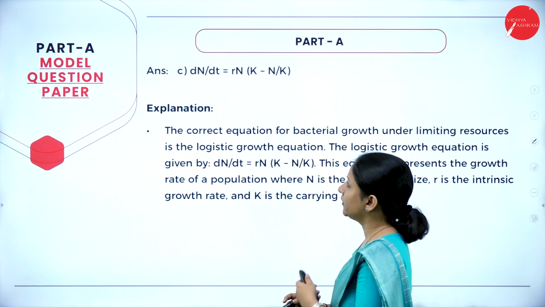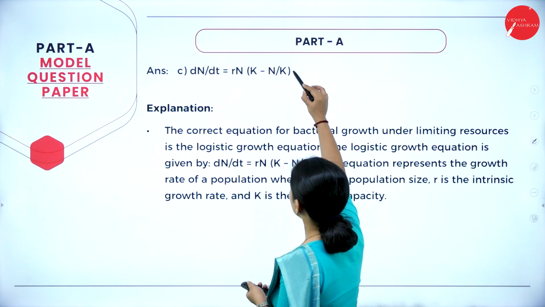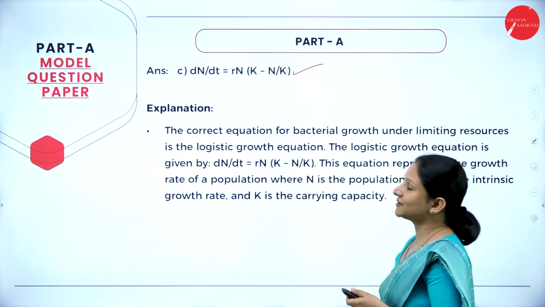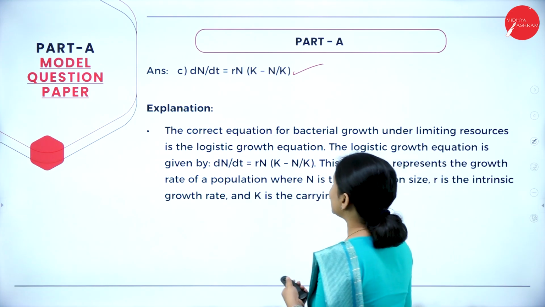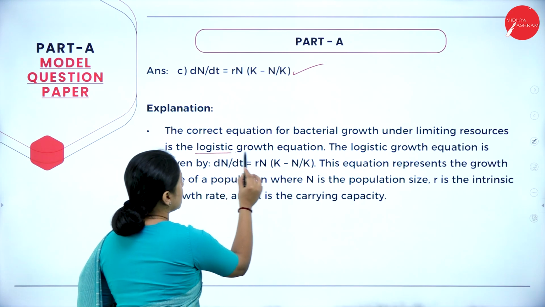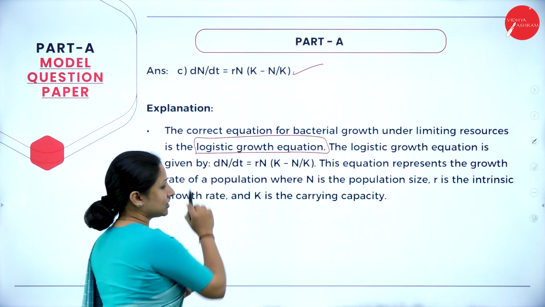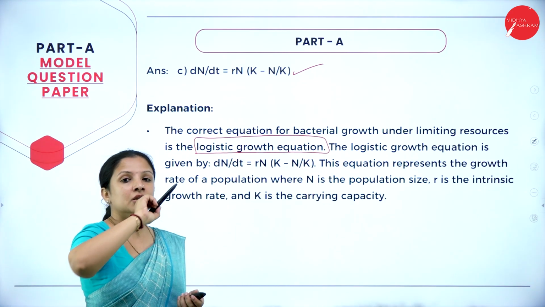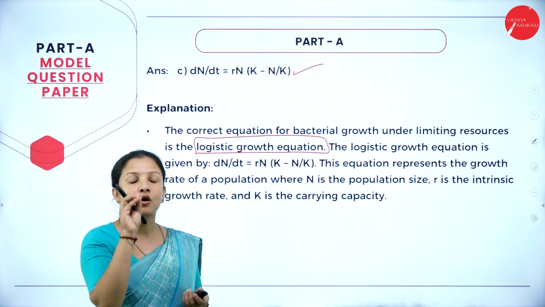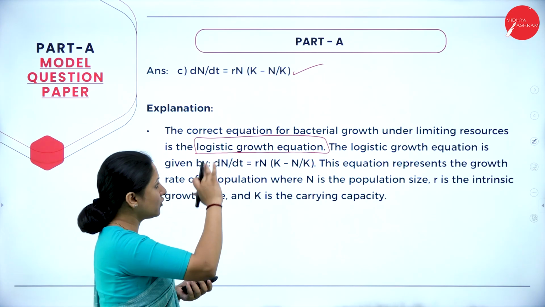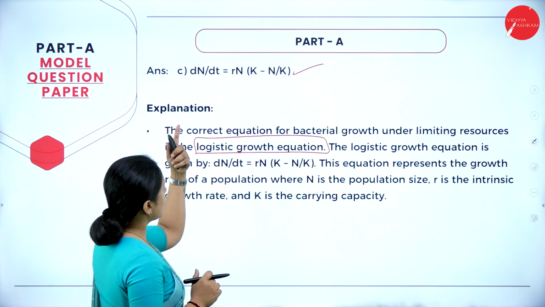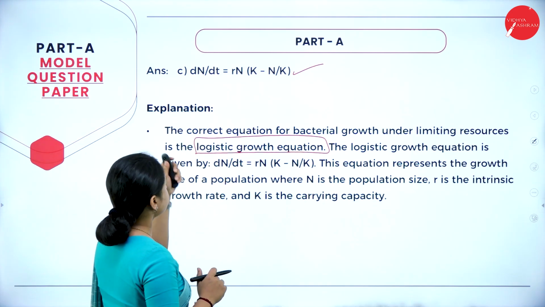So what is the equation we will look into? The answer is dN by dt is equal to rN into (K minus N) divided by K. So the correct equation for bacterial growth under limiting resources is the logistic. It's not exponential, it is logistic, because after a certain time the growth of the bacteria will decline due to the limited availability of the resources. Therefore, it is a logistic growth equation. So therefore, the answer is dN by dt, that is option C.